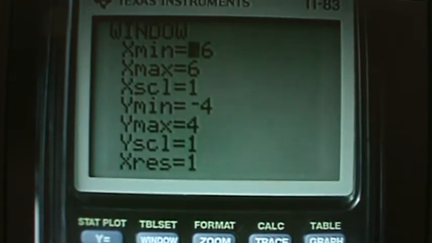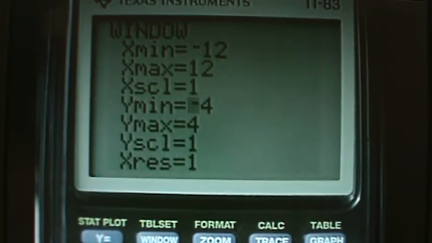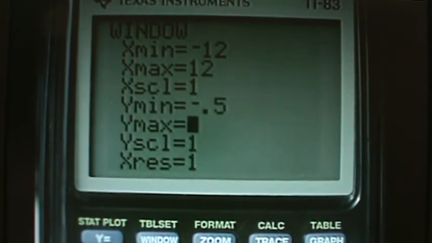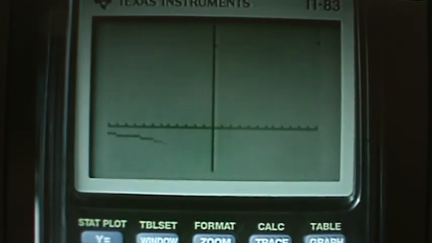I'm going to make my window settings x min negative 12 and the max 12, and then I'll come down for the y's and set the y min at negative 0.5 and the max at 1.25. Kind of tight on the y's, but you'll see why in a minute. And these two graphs are here.